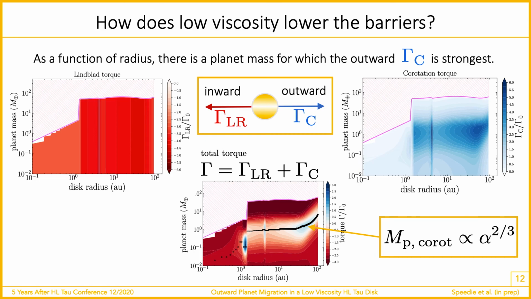In our work, we dive into the theory, and we come out with a simple, working, analytic approximation for the planet mass at which the outward-directed co-rotation torque takes its maximum. The upshot is that M_P,corot scales like alpha to the 2/3. So a lower alpha results in a lower planet mass of maximum outward torque.